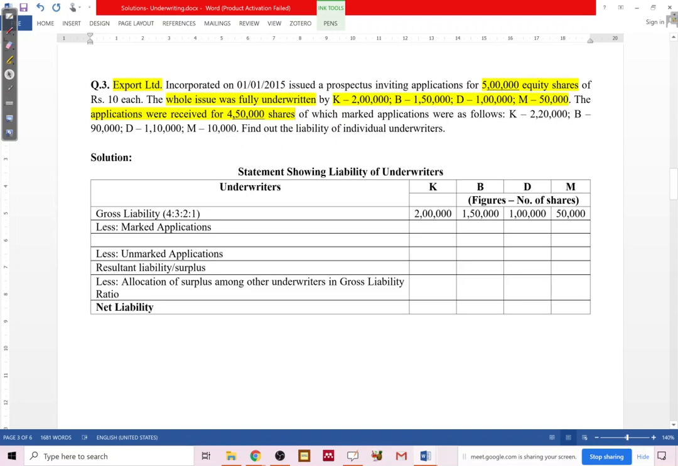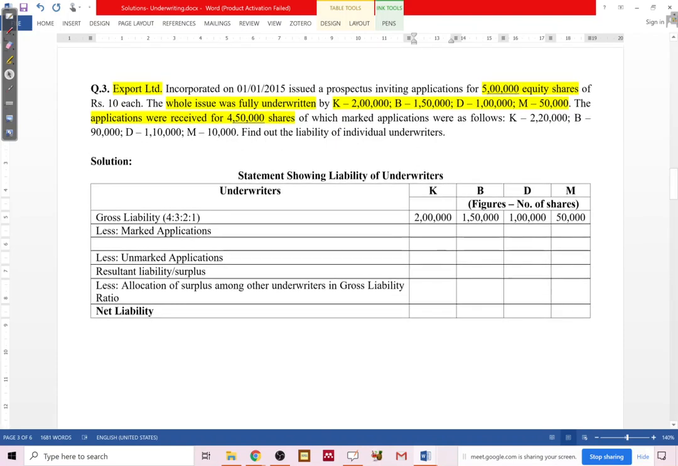Followed? Now out of this what was received, marked applications were 2 lakh 20,000, 90,000, 1 lakh 10,000 and 10,000. So each person's marked applications are always subtracted from their respective gross liability, the way it is given. So if K has sold 2,20,000, just highlight this, K has sold 2,20,000, meaning these many applications came with his stamp on them, they were marked.